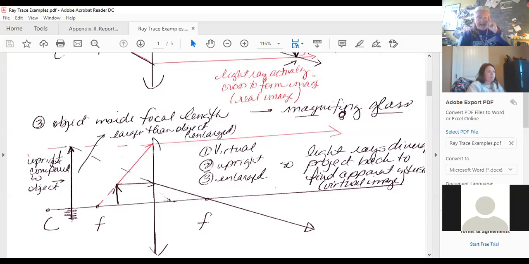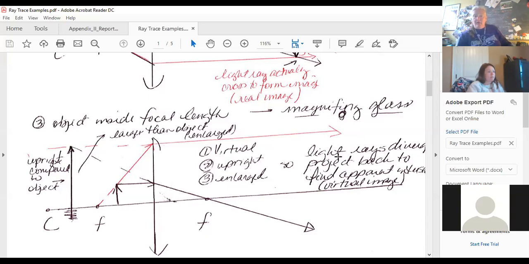That's where my brain, if I were looking with my eyeball through this lens, this is what I would see. I would see this image like this. Those light rays don't actually cross, so that's a virtual image. It has the same orientation as the object, so it's upright, and it's enlarged. So virtual, upright, enlarged. That, my friends, is a magnifying glass.